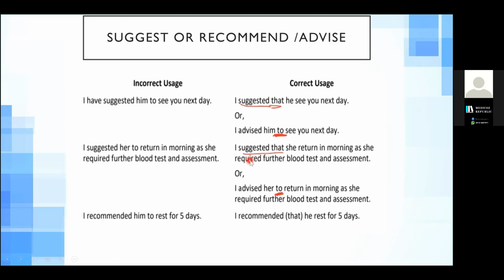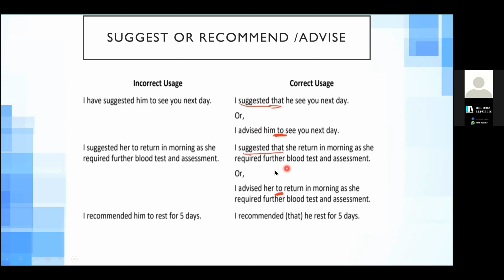But for example, I advise him to see you next day. You have to use the word him after you say the word advise. Okay, I'm repeating it again. The words suggest and recommend, you cannot use the words him or her after it.